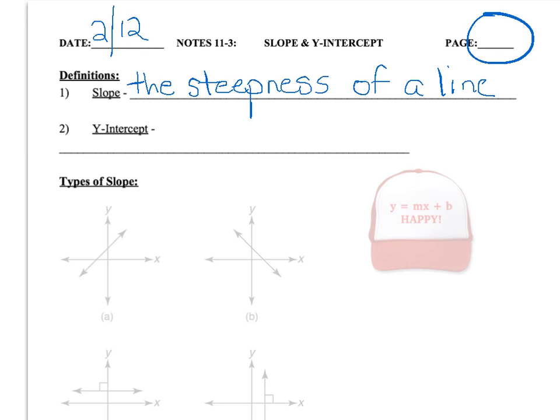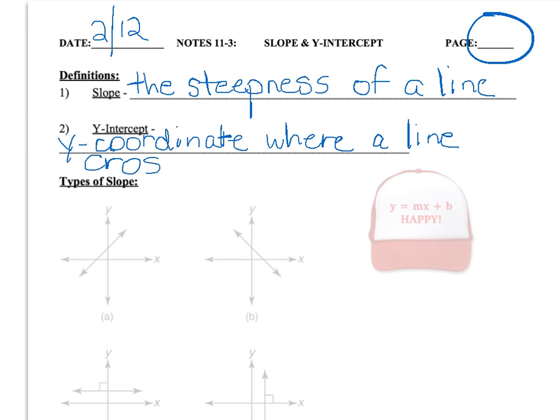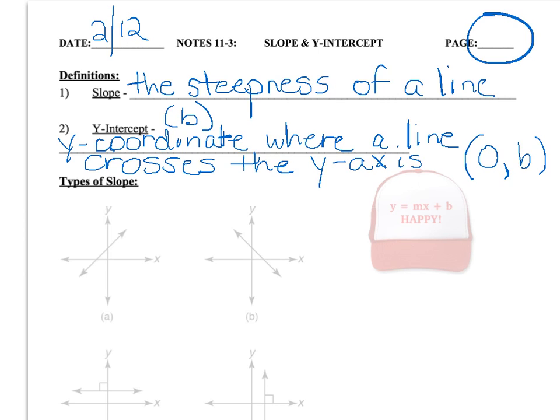And the y-intercept is the y-coordinate where a line crosses the y-axis. And the variable that we use for that is the letter b. So you'll see a 0 and a b, and the b represents our y-intercept.